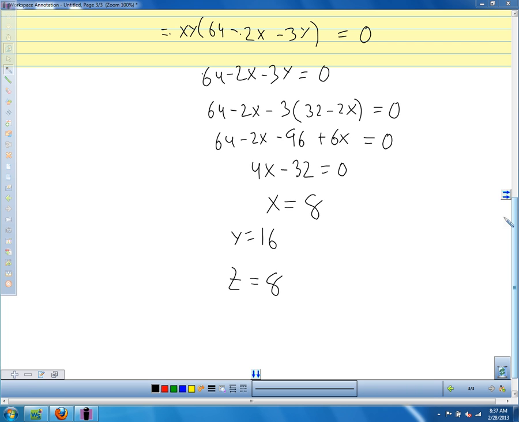So this is one way we can maximize a function subject to a constraint. We use a constraint to eliminate one of the variables. Questions on that one?